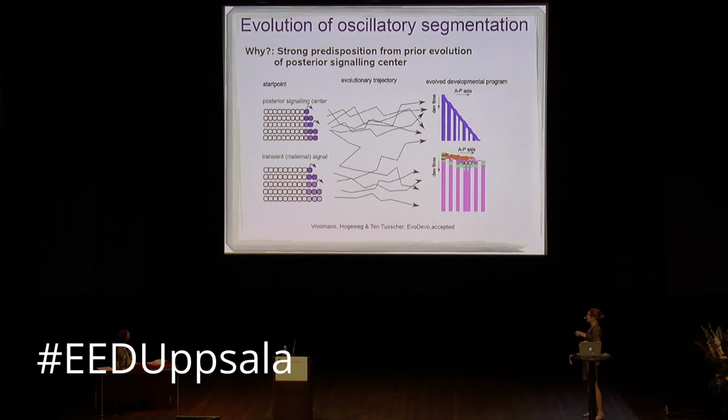If instead we only provide them with a transient signal, it is apparently in our simulation too difficult to sort of self-organize into something like this again, and then they go for another mode of development. So apparently this posterior signaling center gives a very strong evolutionary drive towards this way of making segments.